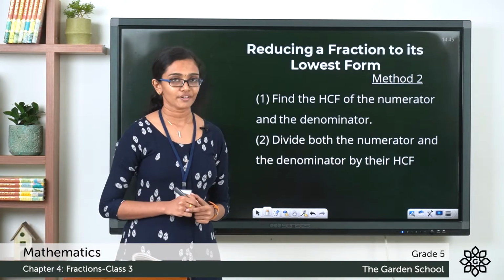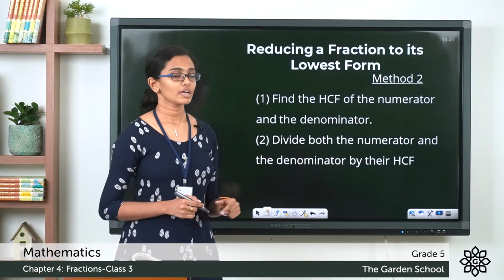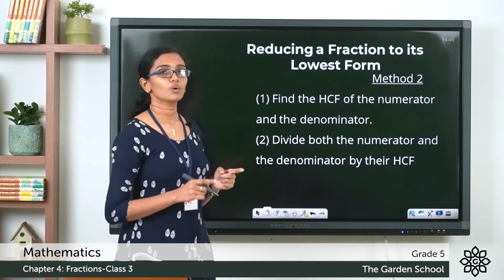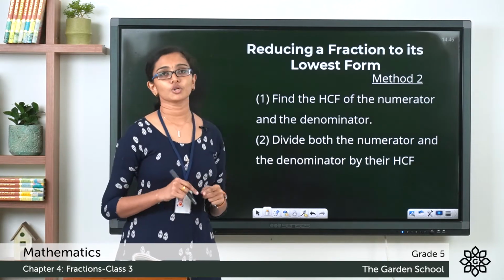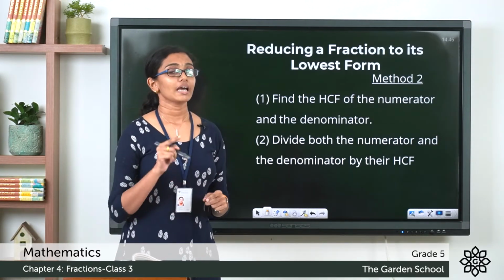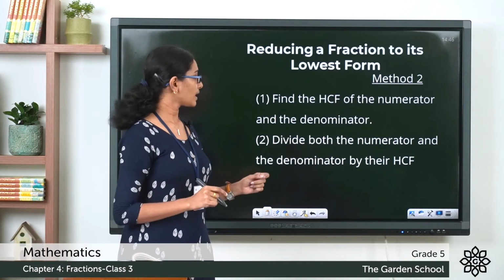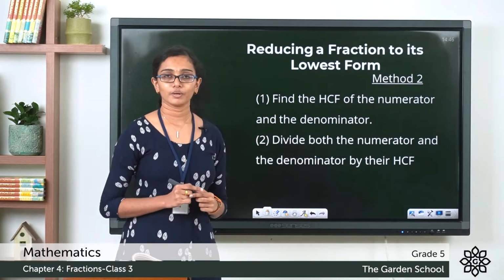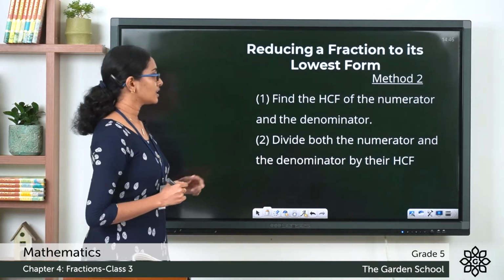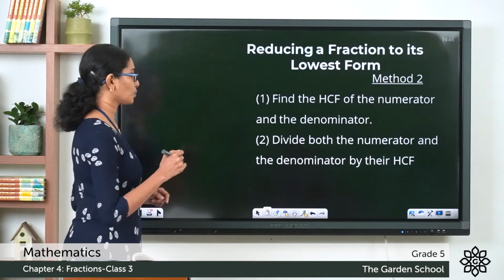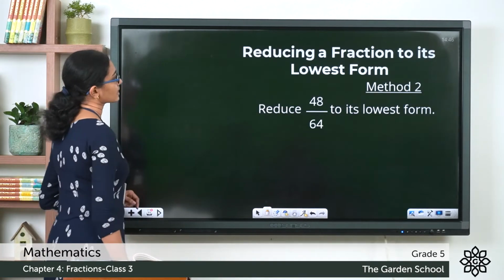Now let's learn a different method. Now we have method 2. In method 2, what do we do? We have to find the HCF of the numerator and the denominator first, and then divide both the numerator and the denominator by the HCF. Then we'll get the lowest form of the given fraction in one step. Let's see how we can do that.